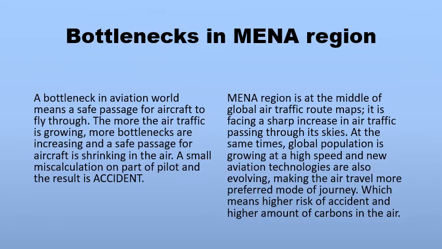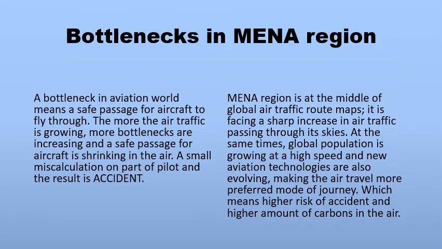To know the impact of global air travel on the atmosphere, first of all, we need to know what challenges air traffic is facing at the moment. The slide says that there are bottlenecks in the MENA region. So first of all, you need to know what bottlenecks actually are. Bottlenecks in the aviation world means a safe passage for aircraft to fly through. The more the air traffic is growing, the more the bottlenecks are increasing in number.